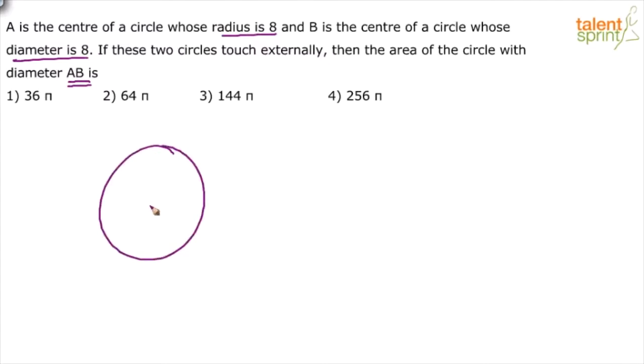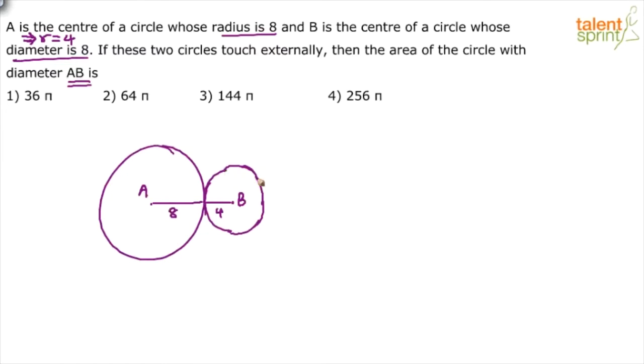See, let's say this is the circle where A is the center, the radius is 8, and then there is another circle which touches this one, and here the diameter is 8. Understand, if the diameter is 8 means what? The radius is equal to 4. So for this circle the radius is 4 and the center is B here. You getting it? Center is B.